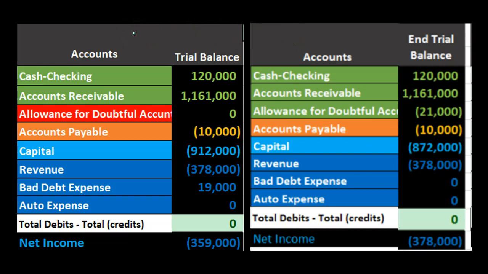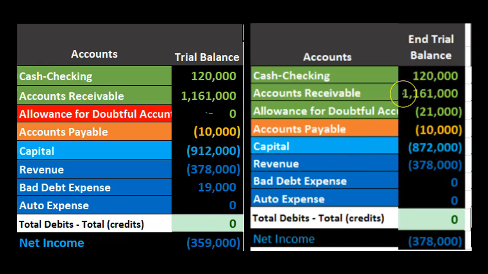If we compare and contrast the two, this is the direct write-off method. This is the allowance method. We have no allowance for doubtful accounts. It's just there for demonstration. We're not using it under the direct write-off method. We have 19,000 of people that we have determined will not be collectible, and therefore wrote them off, decreasing net income by that 19, the 378 minus the 19, bringing net income to 359,000.